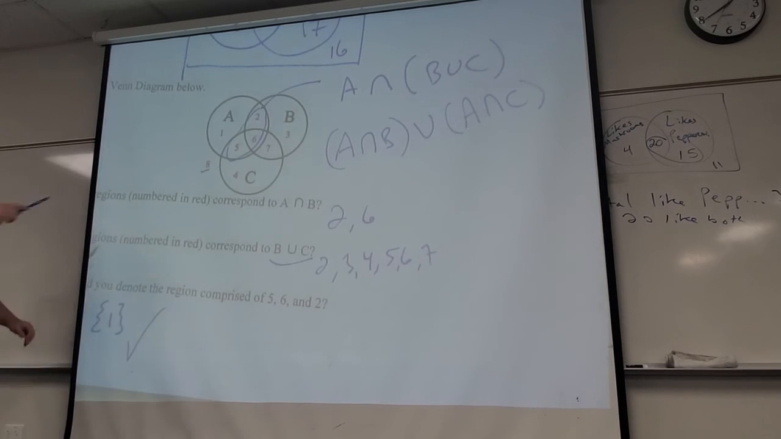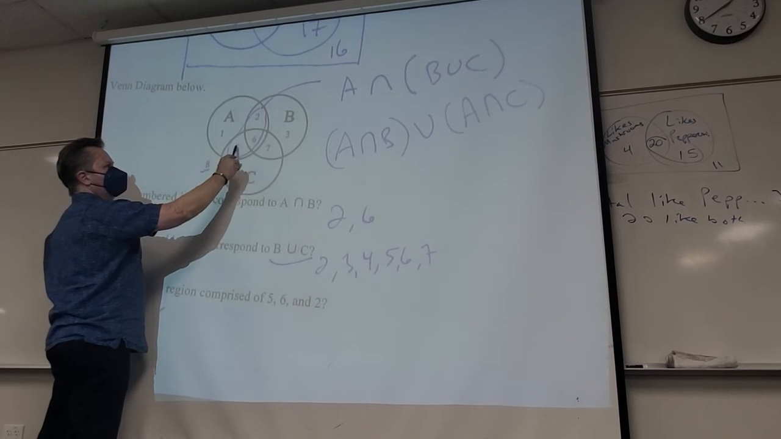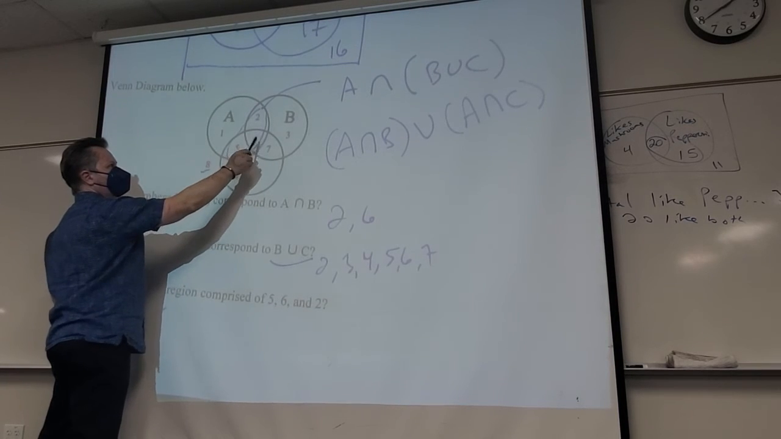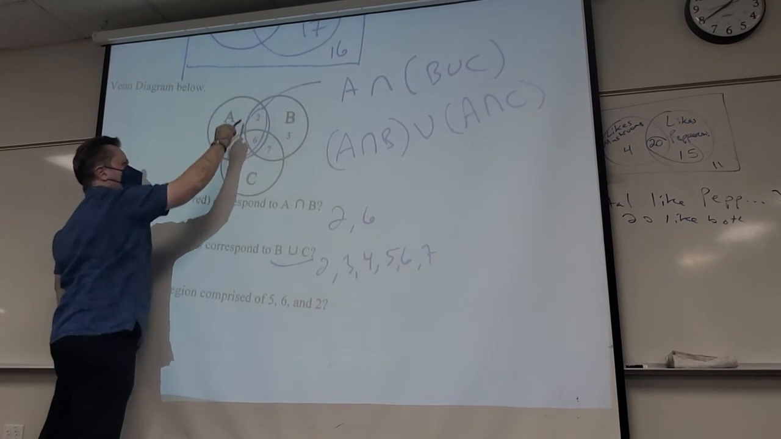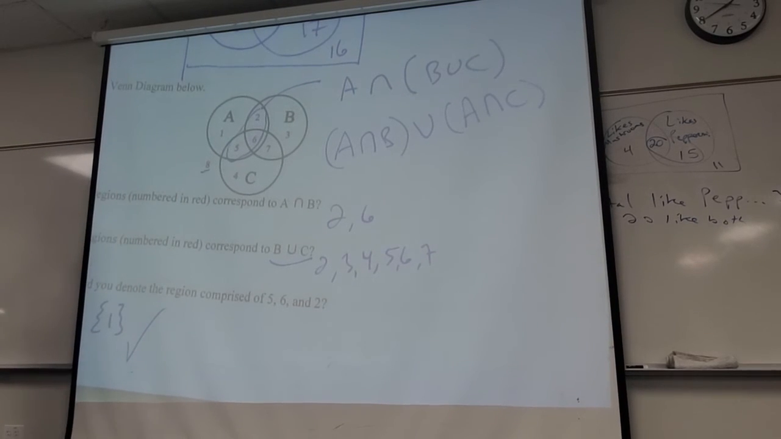A and B is this. A and C is this. So I'm ORing this with this. Don't I end up with... Let me stop, because that's a little trippy.